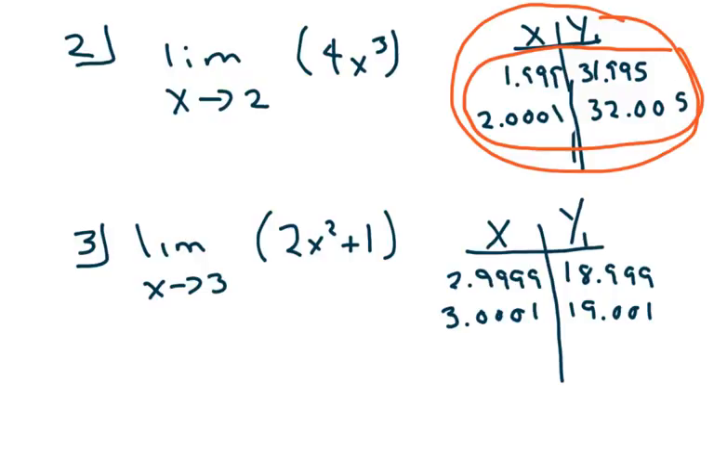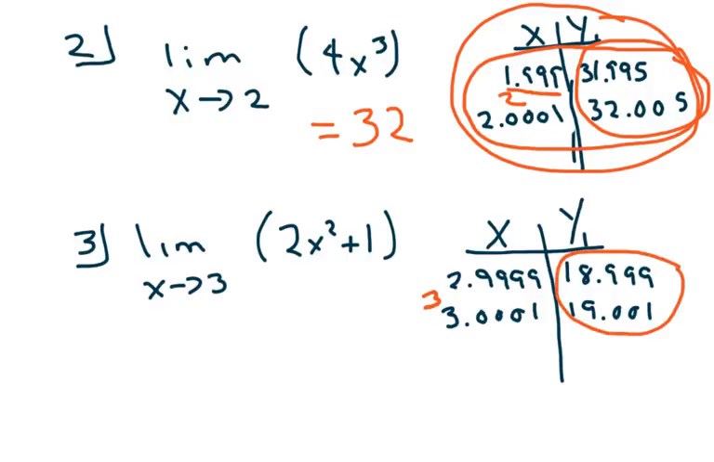This is the limit of 4x cubed as x approaches the constant 2. So as we get closer and closer to 2, this is 1.999, and then we go to 2.001. So 2 is somewhere in between here. And if we look at these numbers here, this gets closer and closer to 32. So 32 is our answer. And I'm going to go a little faster here. We want to know the limit of 2x squared plus 1 as x approaches 3. So we get closer and closer to 3 without touching it, and the y part gets closer and closer to 19. So the value is 19.